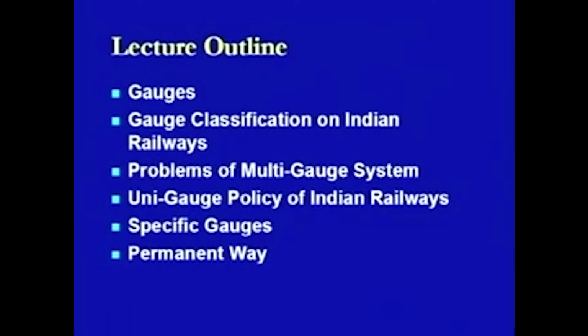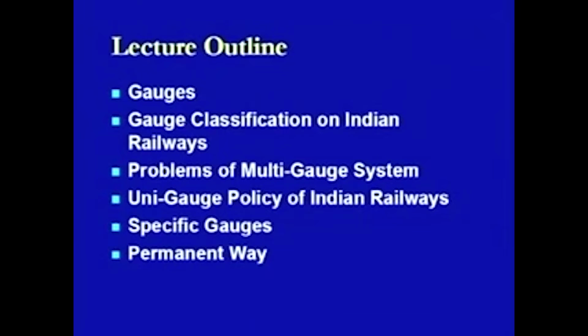In the previous lecture, we discussed the history of Indian Railways, and we also saw the administrative setup of Indian Railways. In today's lecture, we will focus on the different types of gauges, their associated features, and the permanent way. We will be discussing gauges, the gauge classification on Indian Railways, the problems of the multi-gauge system, the uni-gauge policy of Indian Railways, specific gauges, and the permanent way.